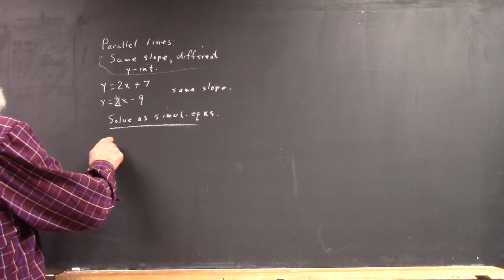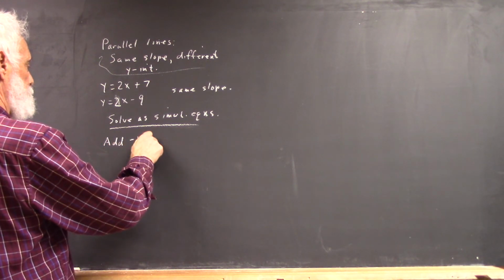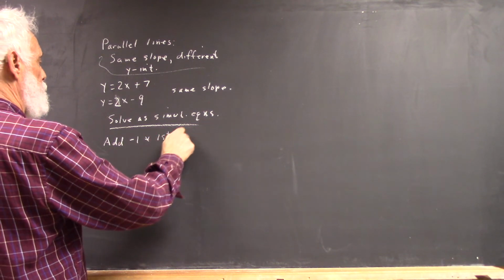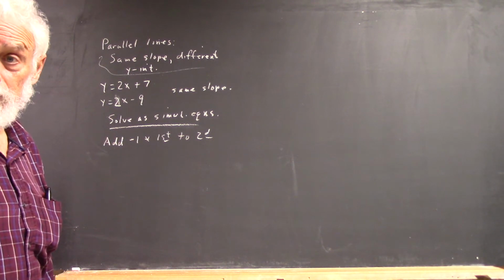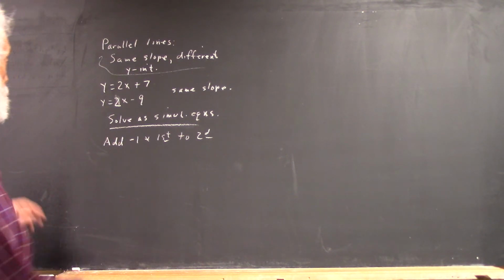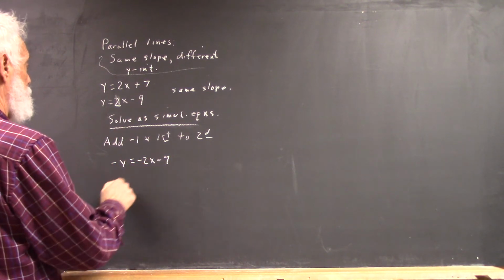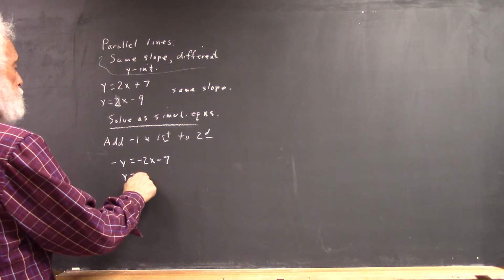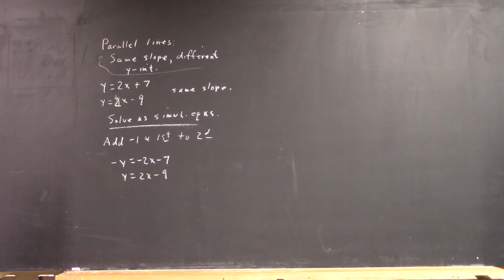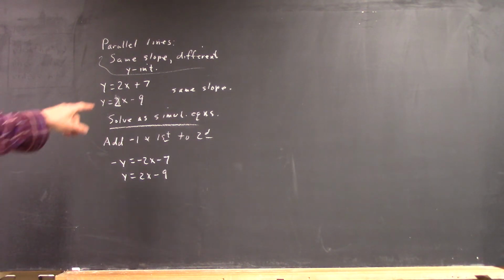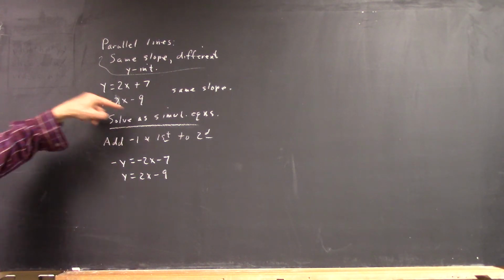So I'm just going to add -1 times the first equation to the second. Well, that gives me -y equals -2x minus 7. That would be added to y equals 2x minus 9. Because I just multiplied every term of the first equation by -1, right? There it is, and there's my second equation.